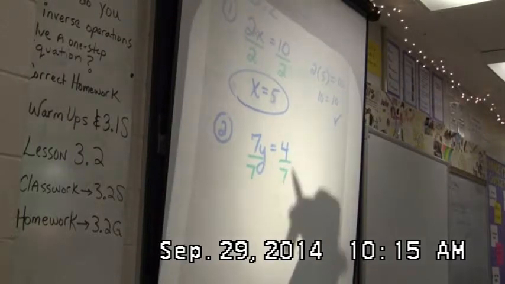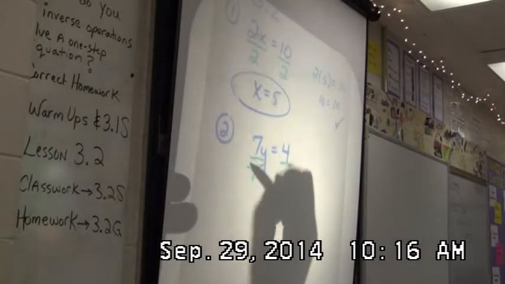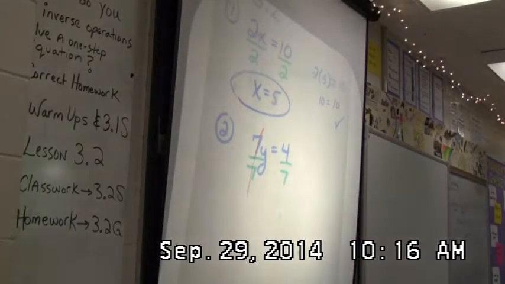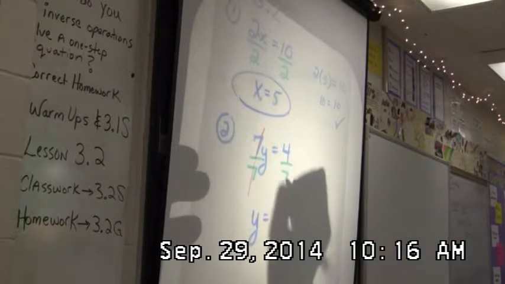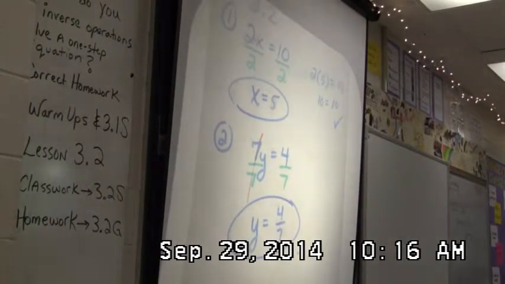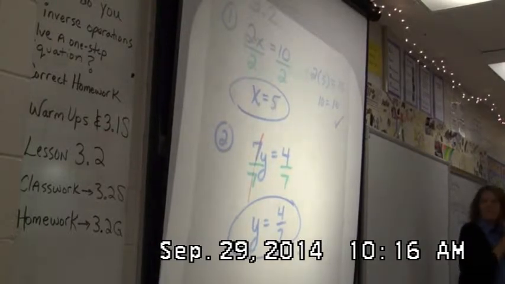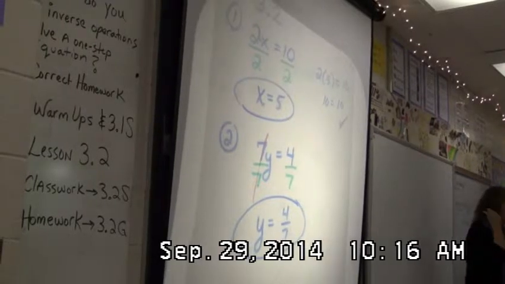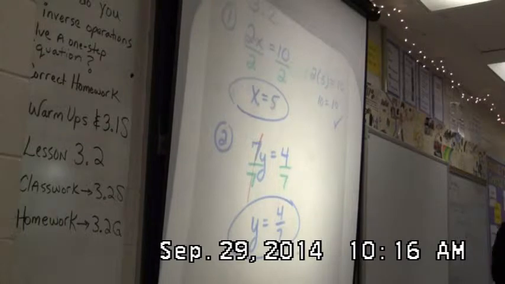And it doesn't matter whether 7 goes into 4 nice and evenly or not. You still have to show that division. 7 divided by 7 is just 1. That cancels out. And we get y equals 4 over 7. 4 over 7 doesn't simplify, so you can leave it as a fraction. If it simplifies, like number 1, you go ahead and simplify it. But if it doesn't simplify, just leave it.